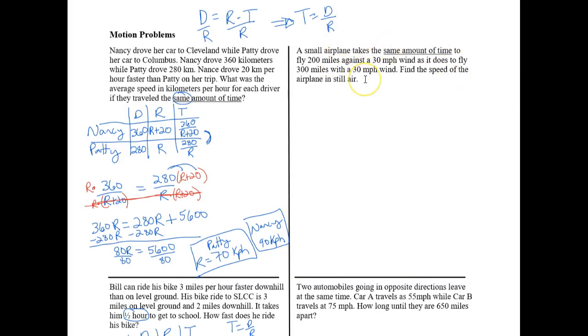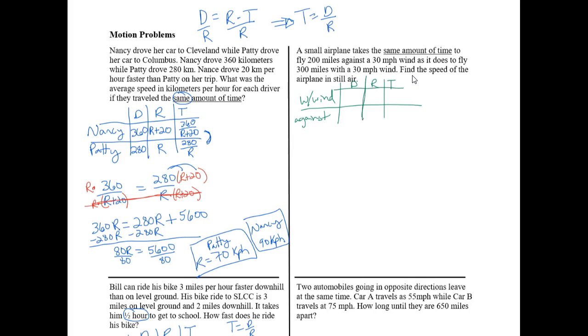Okay, here we are looking at the next example that says a small airplane takes the same amount of time to fly 200 miles against a 30 mile per hour wind as it does to fly 300 miles with a 30 mile per hour wind. Find the speed of the airplane in still air. So I'm going to go ahead and make a chart here with the wind and against the wind. And distance equals rate times time.